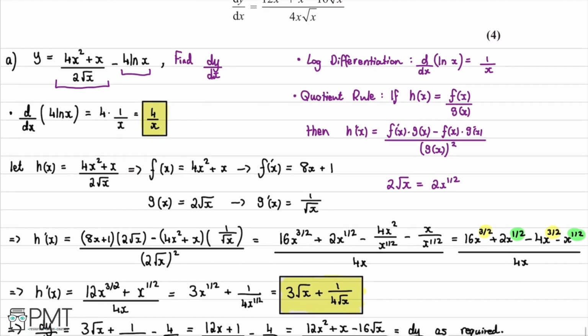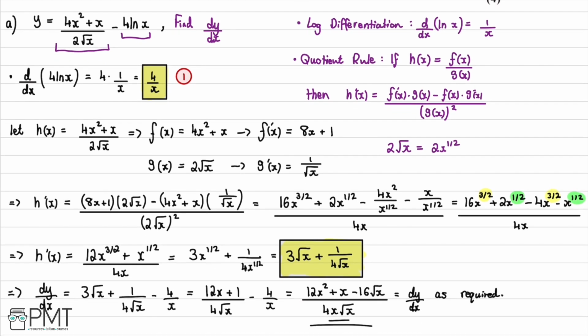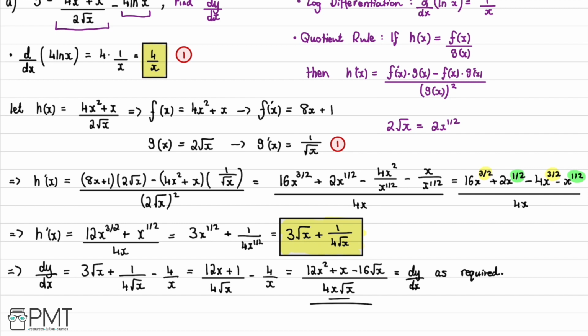So this question was worth 4 marks. So we pick up our first mark for knowing how to differentiate the ln term. So that's when we got to 4 over x at this stage here. We then received our second mark for having a method to differentiate 4x squared plus x over 2 root x. So the method we used was the quotient rule. So we'll give ourselves the second mark when we knew the formula, and started working through this. We then received our third mark for starting to make progress with the quotient rule and substituting the values into the formula.